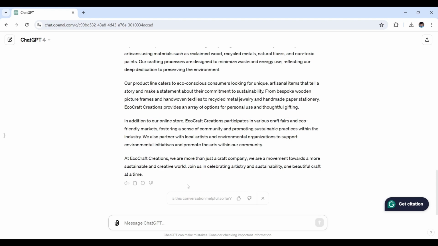Understanding your market is crucial. You'll want to outline your target demographic, market size, expected growth, and competitors. Now it's time to request ChatGPT to help by saying, here's my prompt right here, provide a market analysis for a business that sells handmade, eco-friendly crafts. For instance, then send.